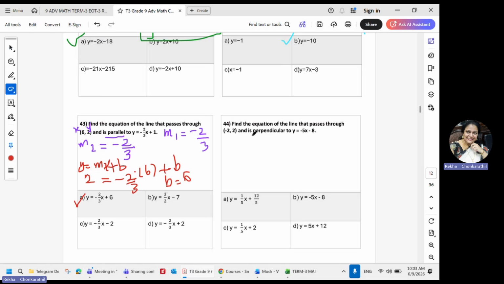Remember, this is perpendicular. So if the slope of this given line is minus 5, your slope will be 1 by 5. So there are two options. Decide on the value of b and check. These both are wrong because they are not parallel. The slopes are not equal. So check for yourself.